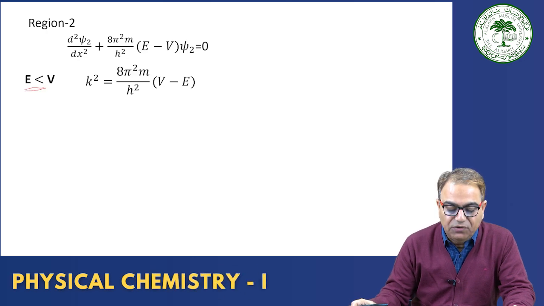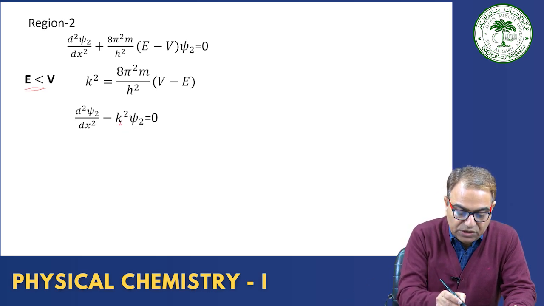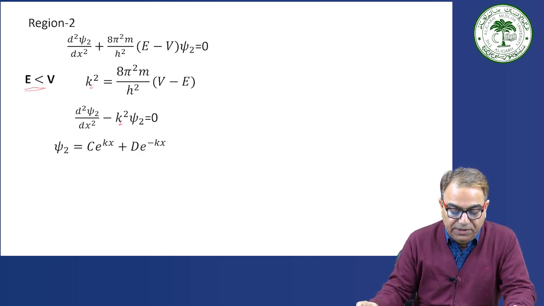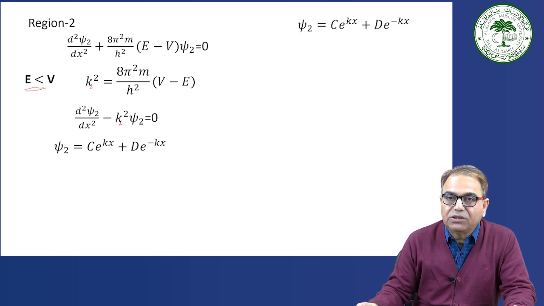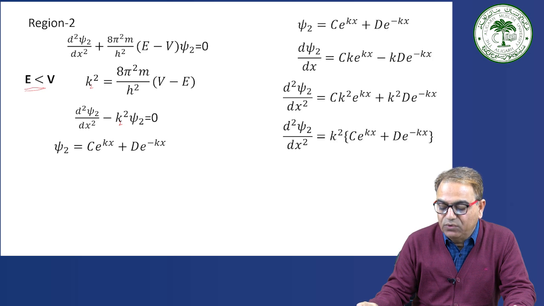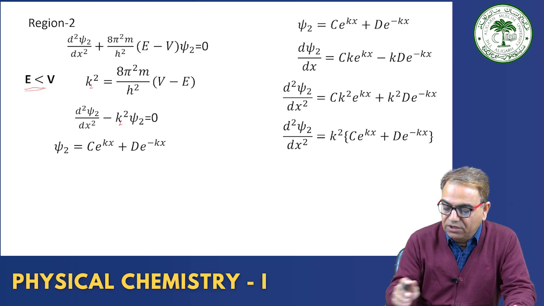In that case, if you write k2 square as 8 pi square m by h square times V minus E, then you can write the equation d square psi 2 divided by dx square minus k2 square psi 2 is equal to 0. The solution will be c exponential k2x plus d exponential minus k2x. You can check the solution in the same way as you did for particle in a one-dimensional box. You differentiate this psi 2 once and then twice, and you will get back the same equation from which you started. So this is just checking the solution of psi 2.